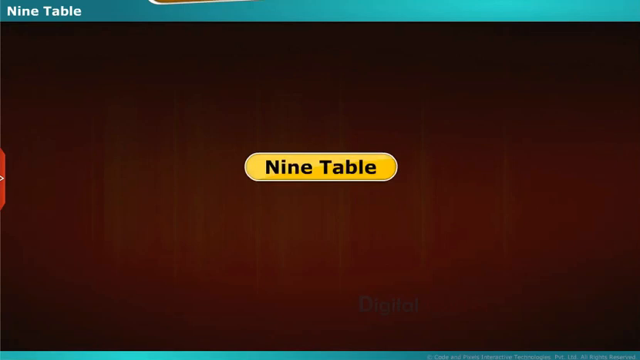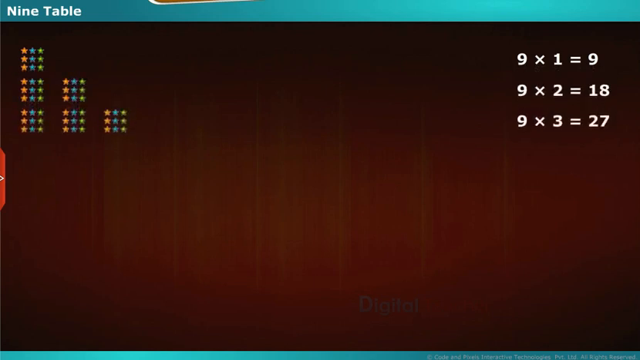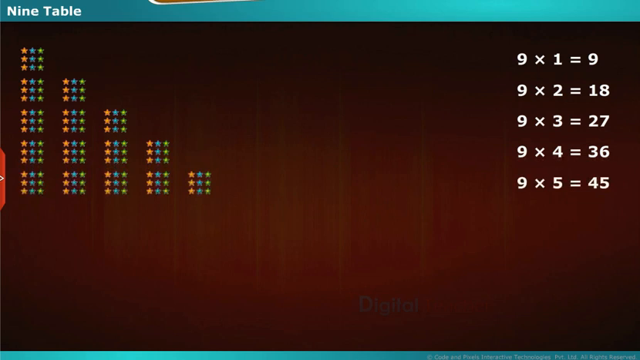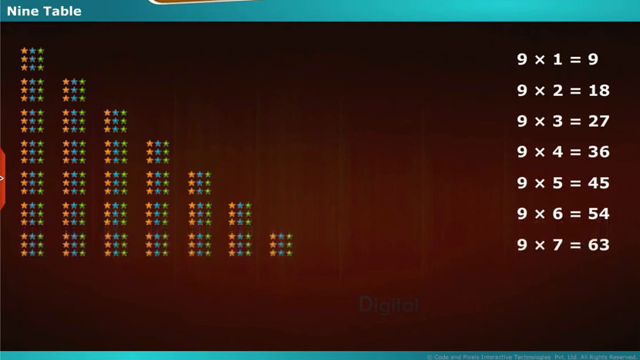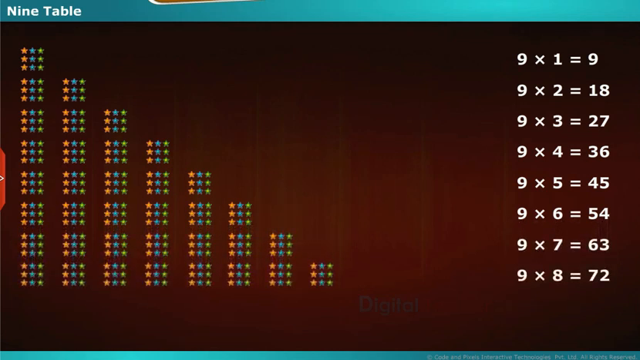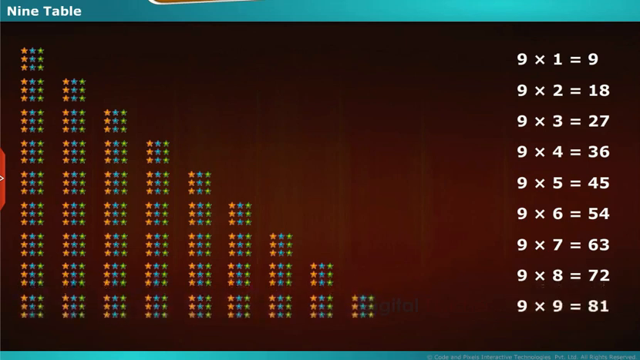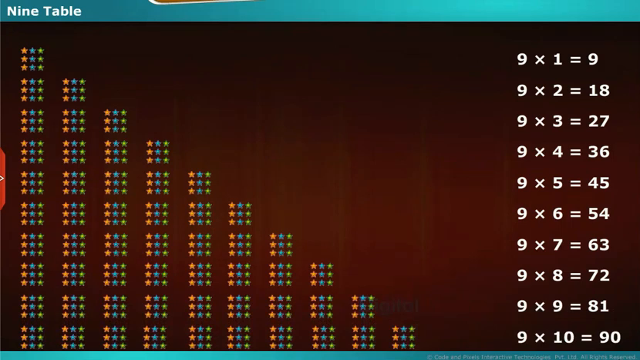Here we look at 9 table. 9 times 1 is 9. 9 times 2 is 18. 9 times 3 is 27. 9 times 4 is 36. 9 times 5 is 45. 9 times 6 is 54. 9 times 7 is 63. 9 times 8 is 72. 9 times 9 is 81. 9 times 10 is 90.